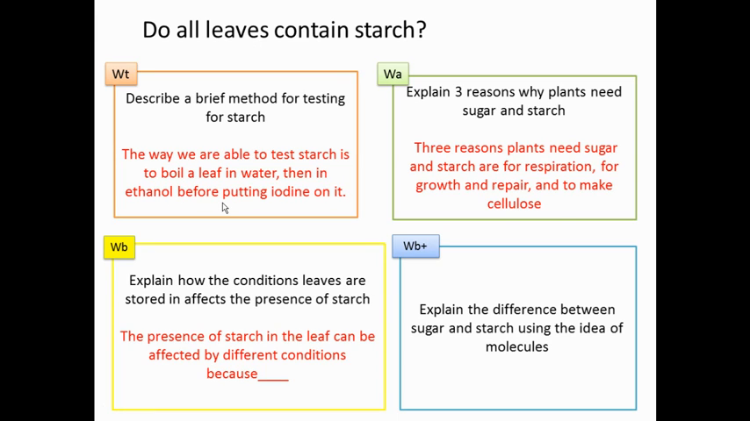Okay. Explain 3 reasons why plants need sugar and starch. So they need sugar and starch for respiration, for growth and repair, to make cellulose. Okay, those are the 3 main reasons that they need sugar and starch.